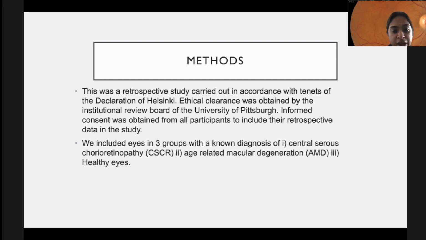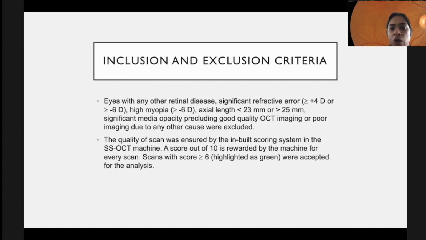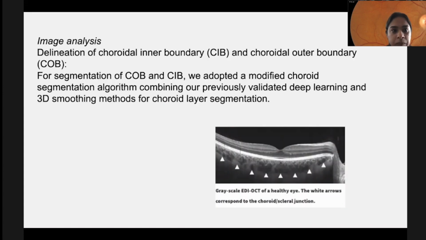This was a retrospective study, and we included eyes in 3 groups with a known diagnosis of either CSCR, AMD, or healthy eyes. We had defined inclusion and exclusion criteria. Basically, we excluded all the eyes with any other concomitant pathologies. And we also excluded eyes where a good quality scan could not be obtained.